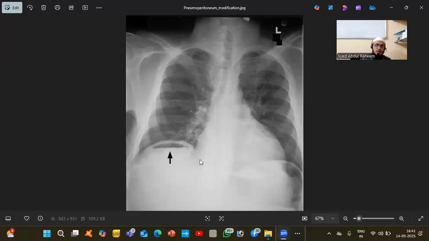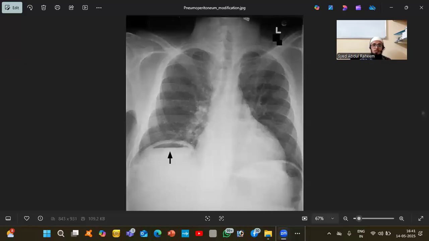So first is perforation. Perforation is nothing but a hole, a space. Through that hole, air enters the peritoneal cavity, mostly from the stomach, bowel, etc., wherever it happens. So this is mostly a bowel pneumoperitoneum. For clarification, we need to do NCCT also.